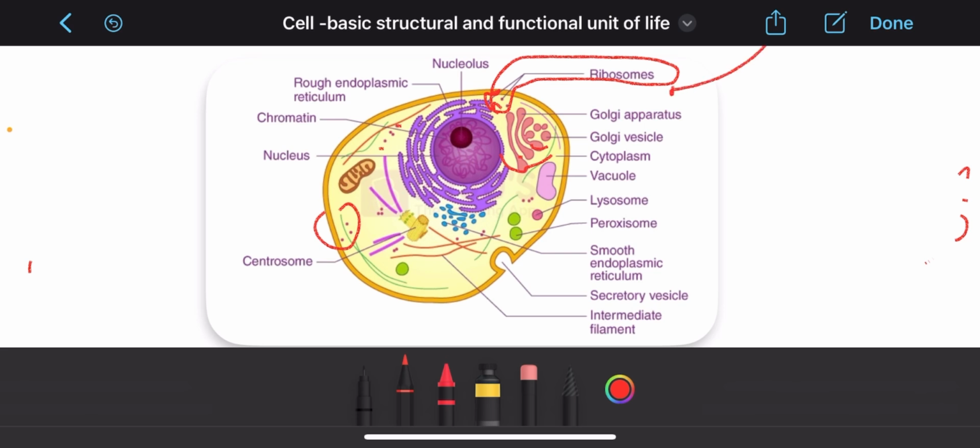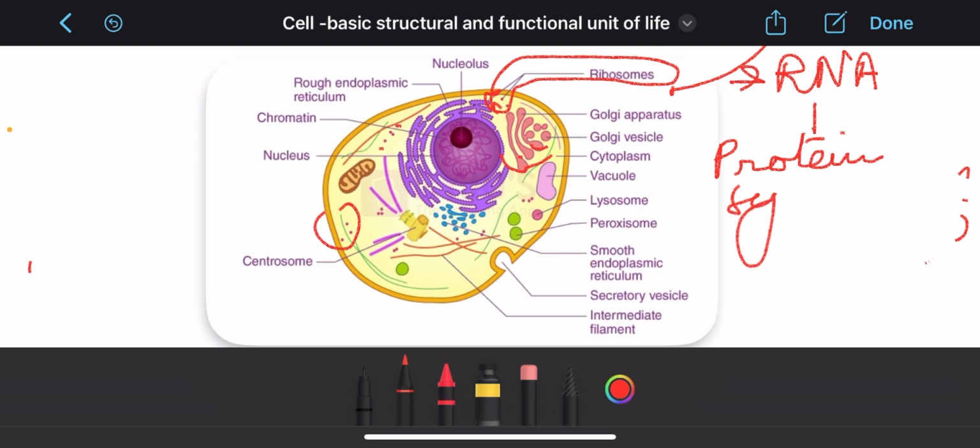They are single-walled, dense, spherical in shape and have RNA in them. They are formed of RNA. They are responsible for protein synthesis.